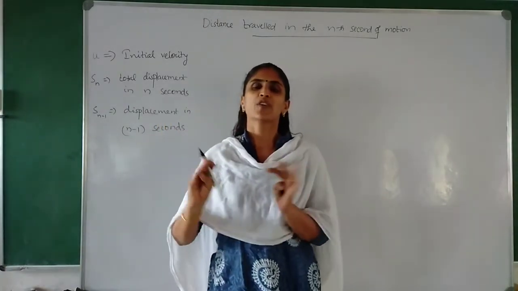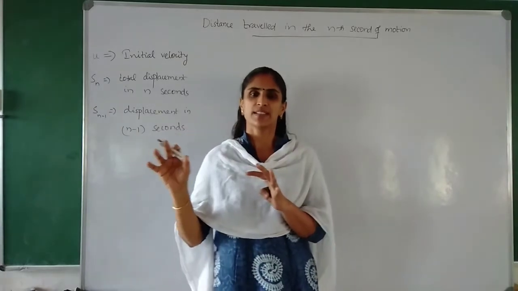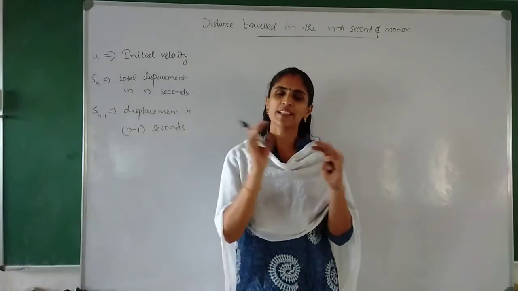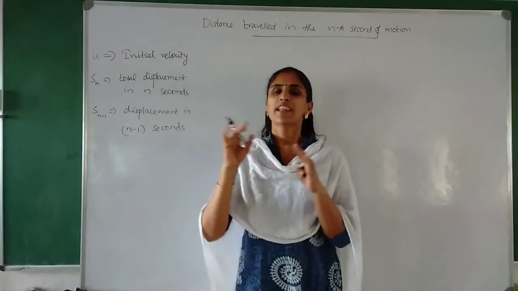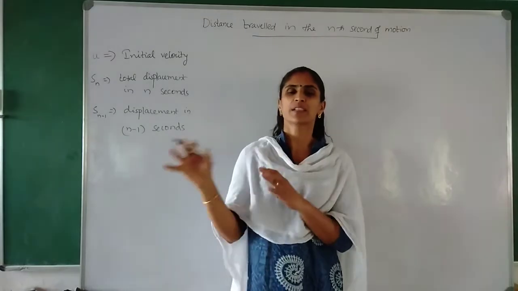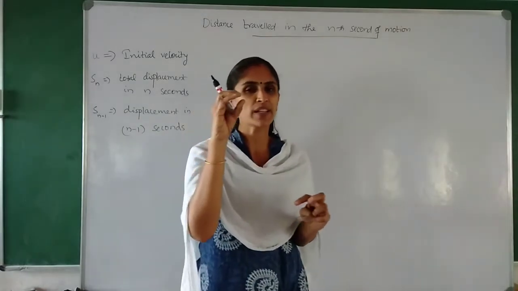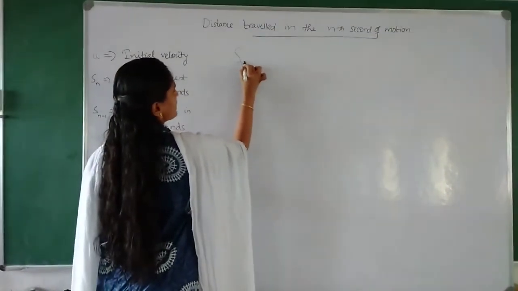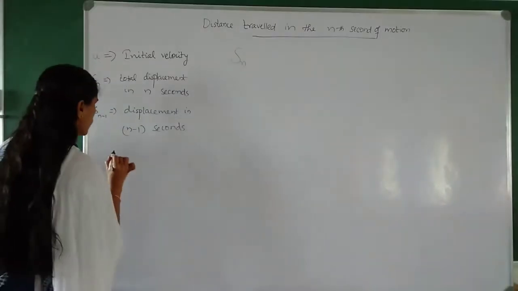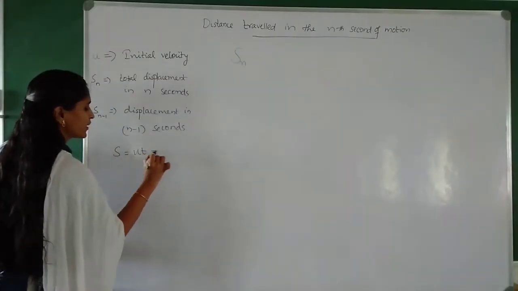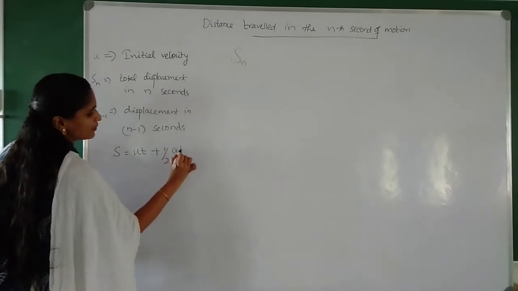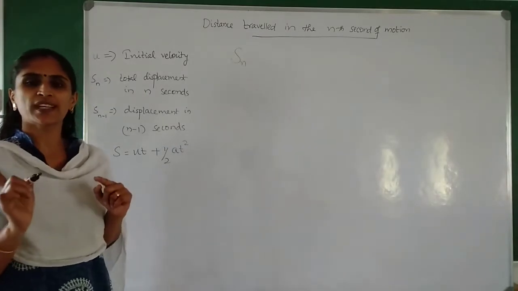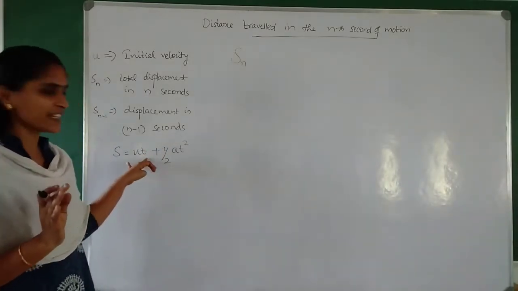For example, an object covers some distance. In 100 seconds it covers 10 meters. In 50 seconds, or in 95 seconds, it covers something, it will be given. What is the distance travelled in that particular time? How to find it? We know the equation S equal to ut plus half a t square is the expression for the displacement of the object during a time of t seconds.